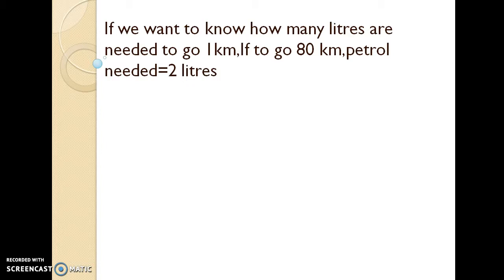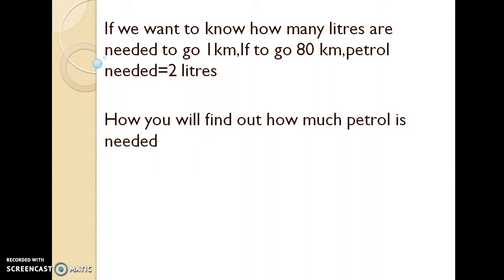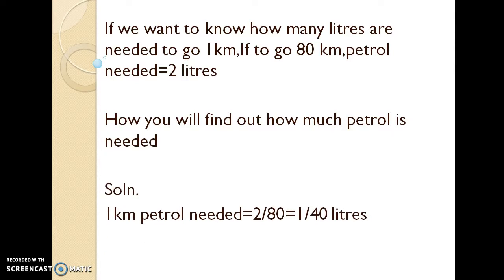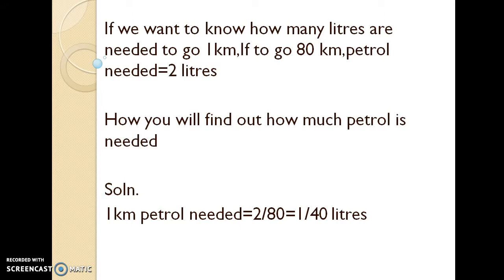This is another problem. If we want to know how many liters are needed to go 1 kilometer, if to go 80 kilometers, petrol needed is 2 liters. So it is already given that for 80 kilometers, petrol needed is 2 liters. And if you want to find out how many liters are needed to go 1 kilometer, how are you going to solve this problem? How are you going to find out how much petrol is needed to go 1 kilometer? So petrol needed for 1 kilometer will be 2 divided by 80. 2 is the liters, 80 is 80 kilometers. So you will get 1 by 40 liters. 1 by 40 liters will be the petrol needed to go 1 kilometer.